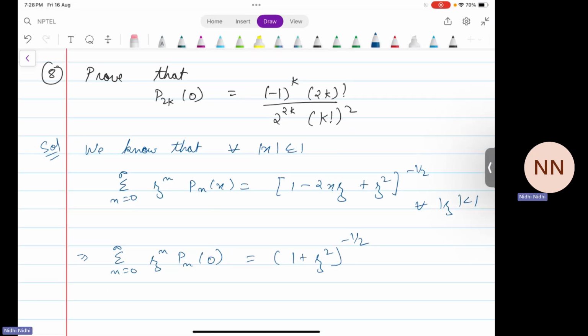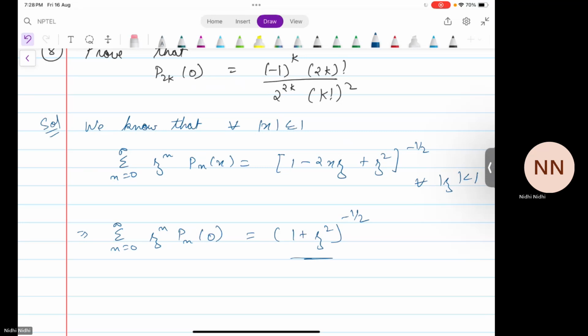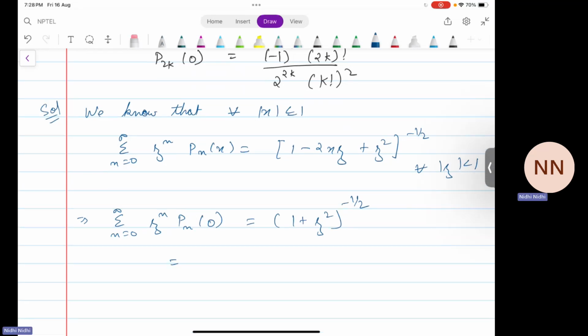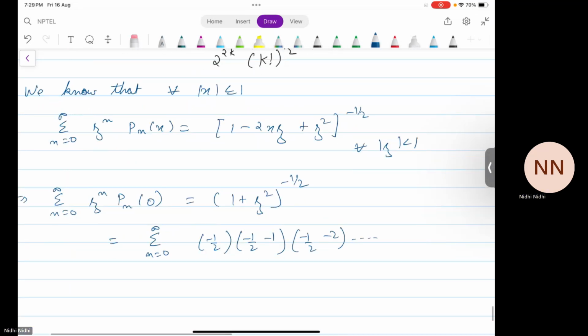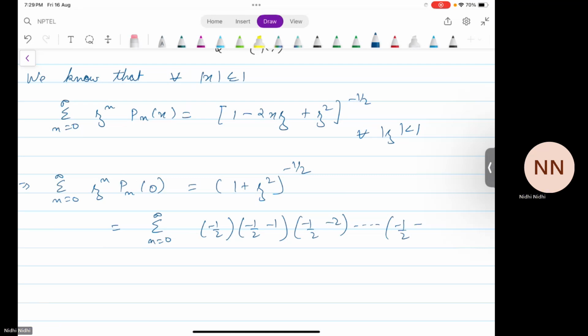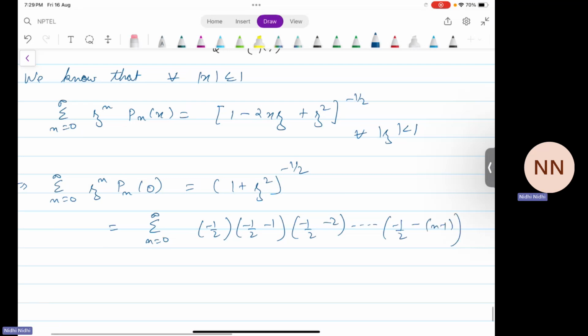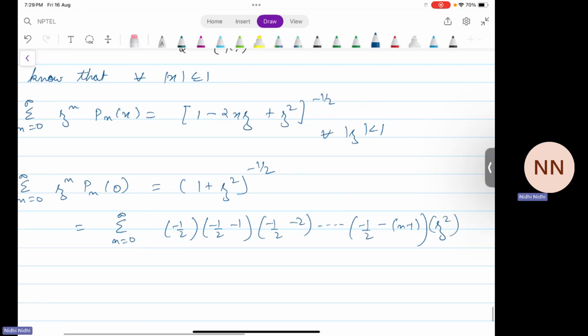Now for mod z less than 1, we can expand this and we have summation n from 0 to infinity of minus 1 by 2, minus 1 by 2 minus 1, minus 1 by 2 minus 2 and so on up to minus 1 by 2 minus n minus 1, times z square to the power n by n factorial. You all must be aware of this expansion.